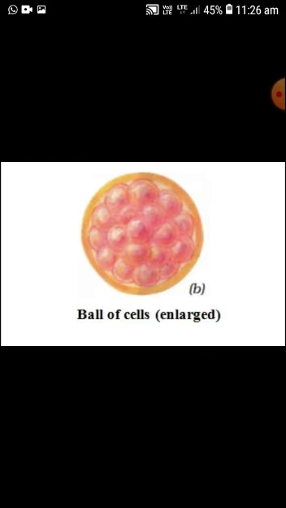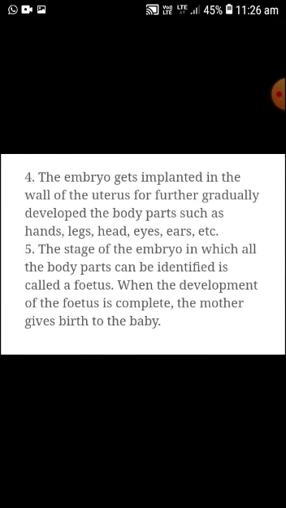As we see in these structures, the ball of cells is the embryo that develops from the zygote. Here the number of cells gets multiplied and developed to form a ball-like structure called embryo. The embryo gets implanted in the wall of the uterus and gradually develops the body parts such as hands, legs, head, eyes, ears. The stage of the embryo in which all the body parts can be identified is called fetus.